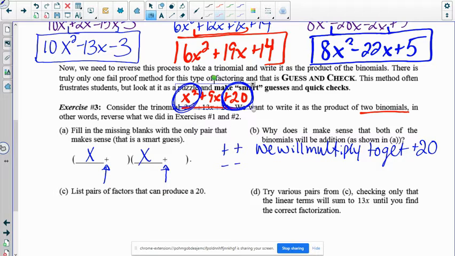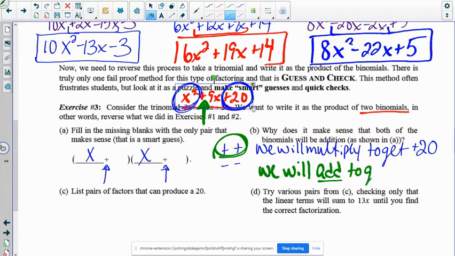Well, for this piece, I'm going to look at the middle number. We get the middle number when we combine our like terms. If I'm going to combine two numbers to get a positive, I need them to be positive positive, because if you combine two numbers that are both negative, there is no way you're ever going to get a positive. All right? So we will add to get a positive 9.